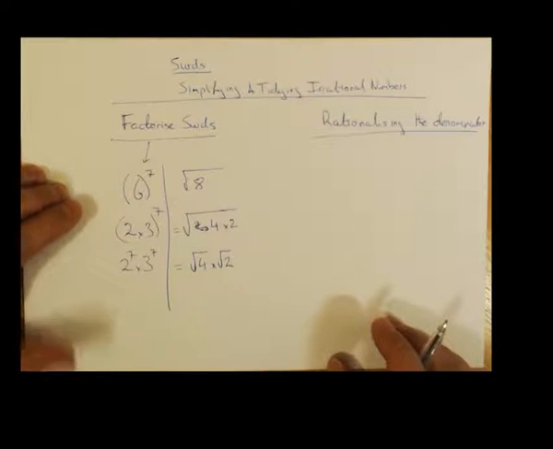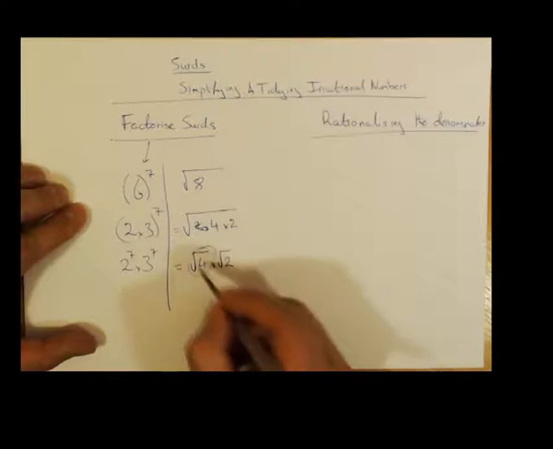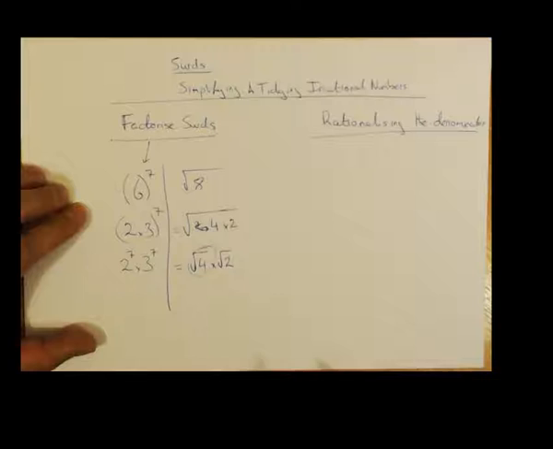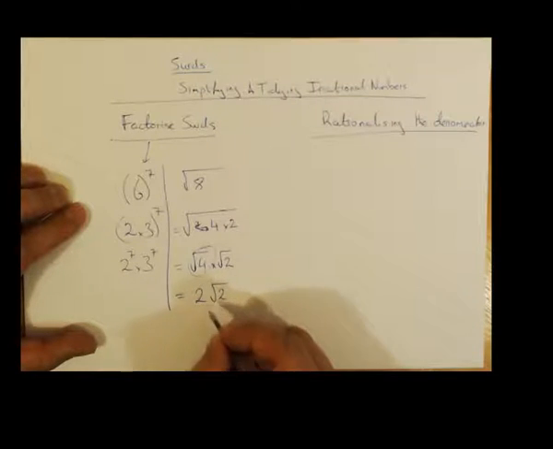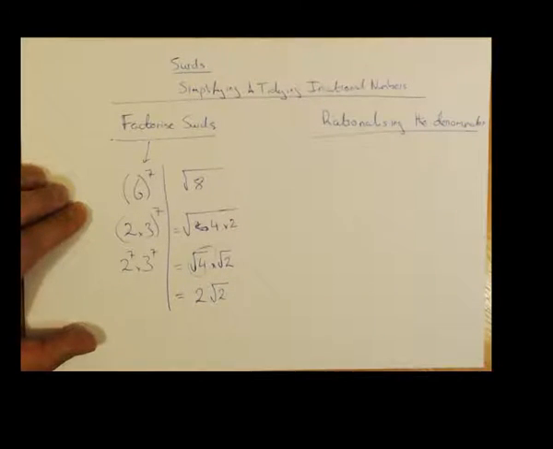And the reason we do this is we want to find a number, a factor of 8, that is a square number, because the square root of 4 is 2, and now we have 2 times root 2. We don't write the multiplication sign in because we don't need to, in the same way as in algebra. So we just write 2 root 2.